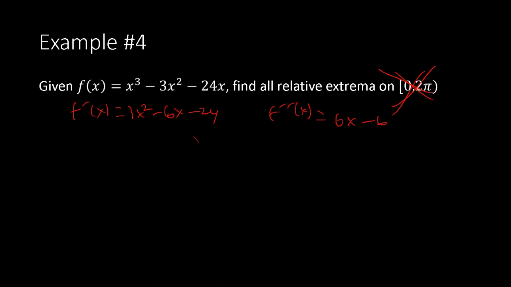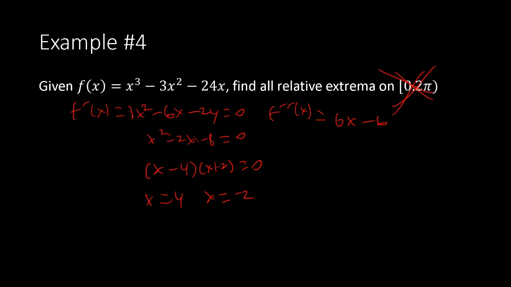Okay. Now let's solve for f prime of x equals 0. So I'm going to just divide by 3 everywhere. So x squared minus 2x minus 8 equals 0. We're just going to factor this. (x minus 4)(x plus 2) equals 0. So we have x equals 4 and x equals -2.